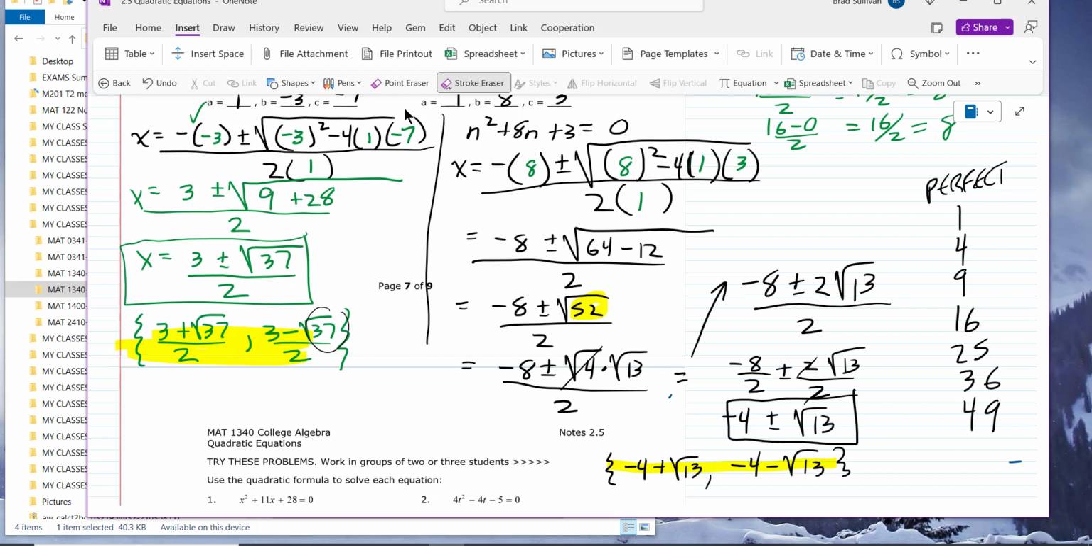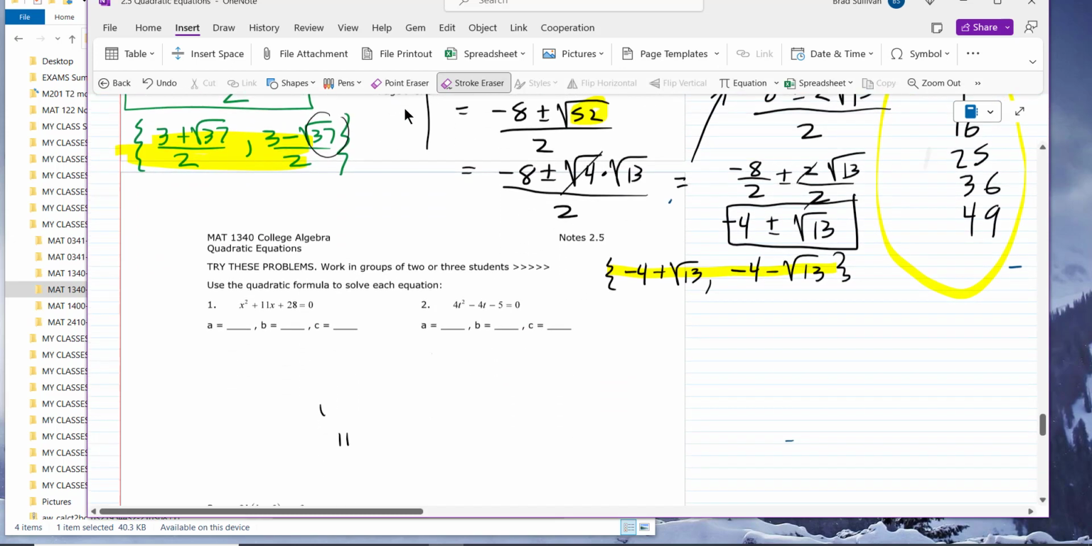Okay. So when you're dealing with radicals, it's not a bad idea to just write down perfect squares. Use your calculator to find the biggest one that divides into those numbers. Okay? Any questions? Okay. So let's do some problems in class.